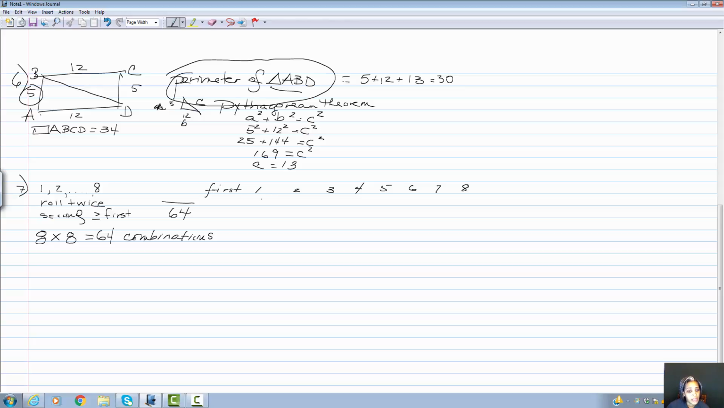So if I roll a 1, how many different numbers or possibilities are there on my die that could be greater than or equal to 1? Well, all of them. So I've got 8 possibilities there, and on 2, I've only got 7, because if I roll a 1, that wouldn't work. And so it just keeps going that way.